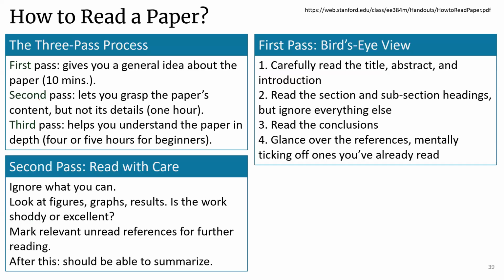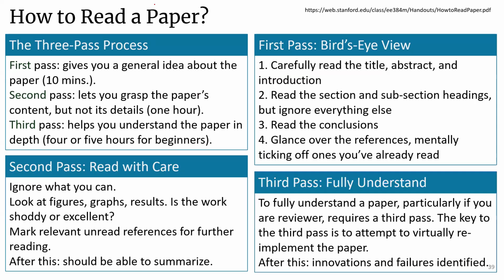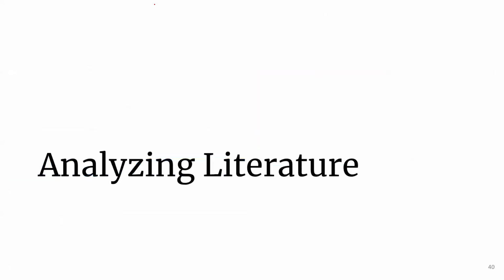So the first pass is the bird's eye view. Carefully read the title, abstract, and introduction. Read the sections, subsections, headings, but ignore everything else. Read the conclusions, glance over references, mentally ticking off the ones you have already read. So the third pass is fully understanding. To fully understand the paper, particularly if you are a reviewer, requires a third pass. The key to the third pass is to attempt to virtually re-implement the paper. After this, the innovations and failures are fully identified.